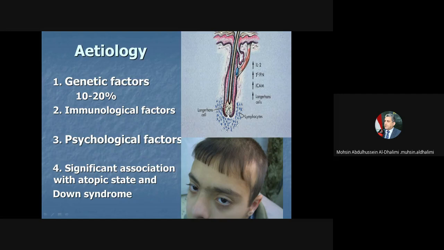Psychological factors, in many patients, there is a strong correlation between the appearance of alopecia areata lesions and exposure to severe stressful condition. And there is significant association and an increase in the incidence of alopecia areata in atopic patients, and also in patients with Down syndrome, like this patient. Down syndrome is usually associated with high incidence of multiple and recurrent lesions of alopecia areata.